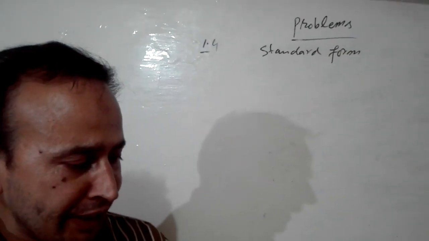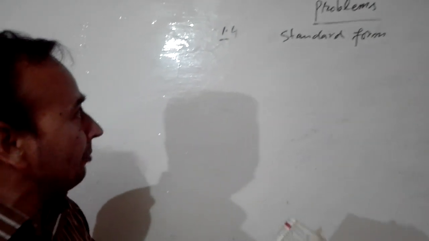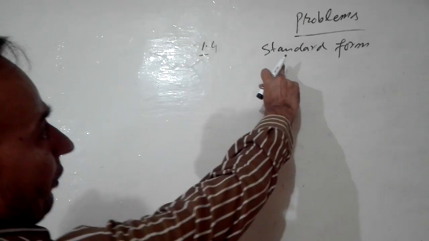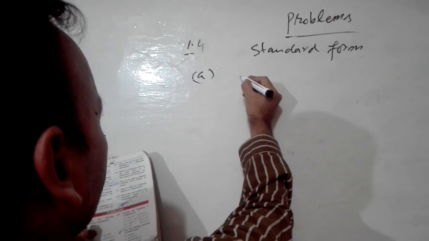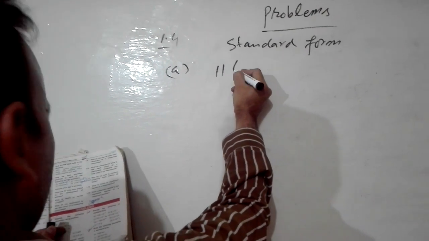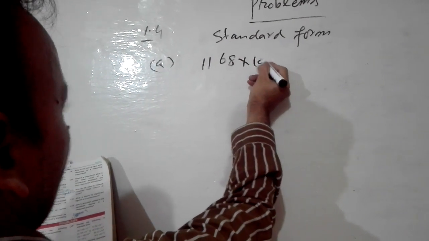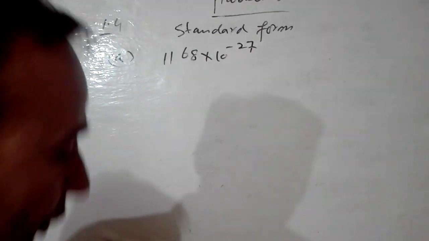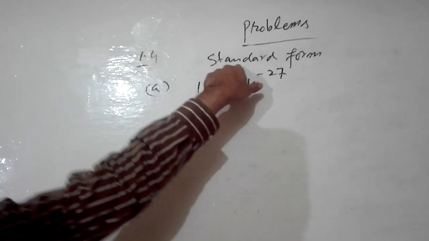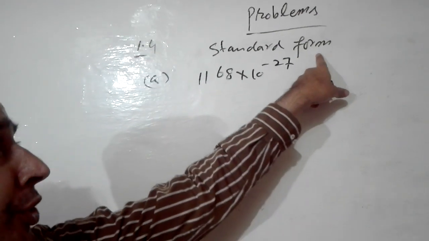Rewrite the following in standard form. In standard form, you have to write the question. Like the question is 1168 into 10 power minus 27. You have to change it into standard form. Standard form means scientific notation.